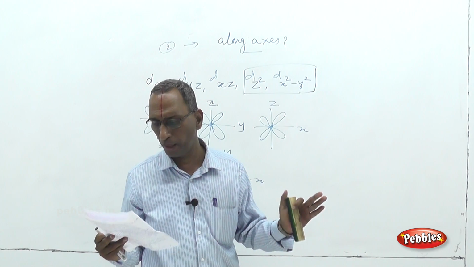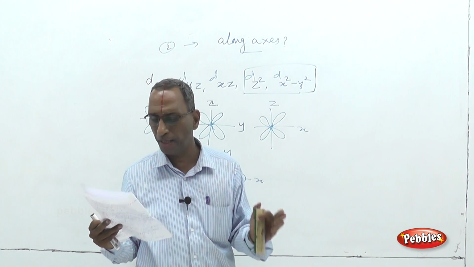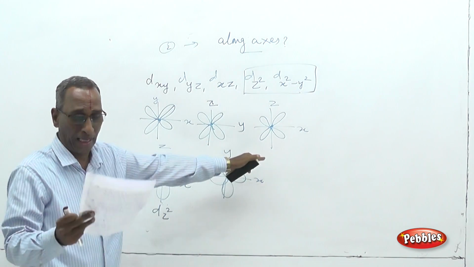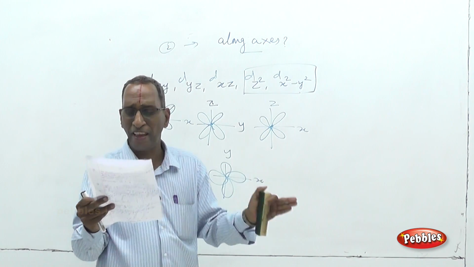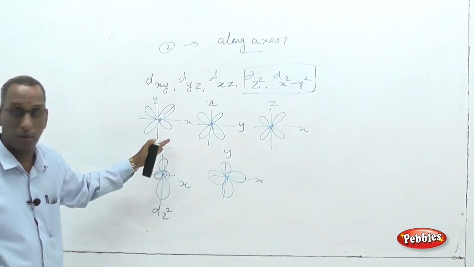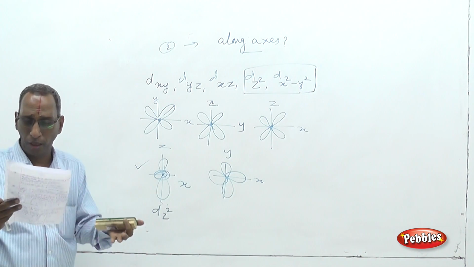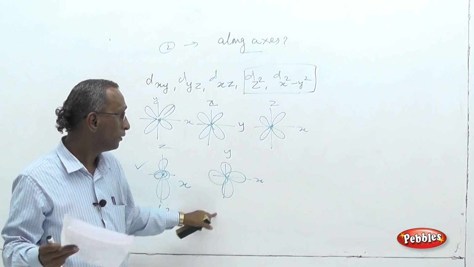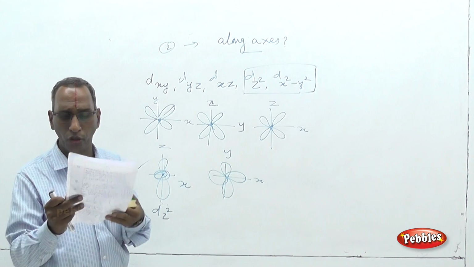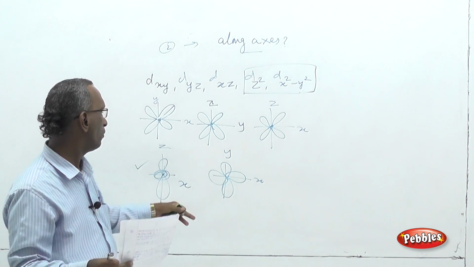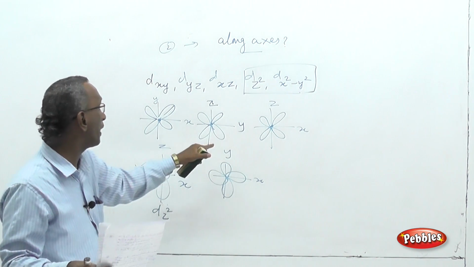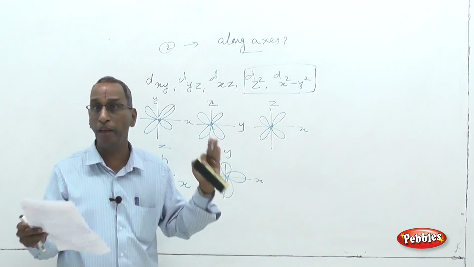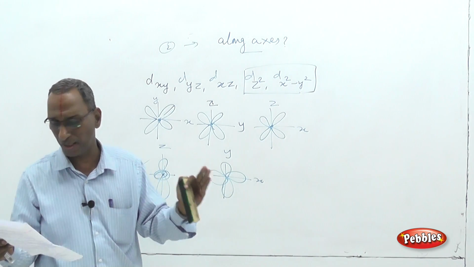Out of the 5 orbitals, the first choice reads dz squared and xz. dz squared is correct, xz is not correct. The second choice reads dxz and yz. They are not correct, they are not along the axis. The third choice, the correct choice, is dz squared and x squared minus y squared. The fourth choice, xy and x squared minus y squared: xy is not along the axis. In this way you have to take note. So this finishes the tackling.